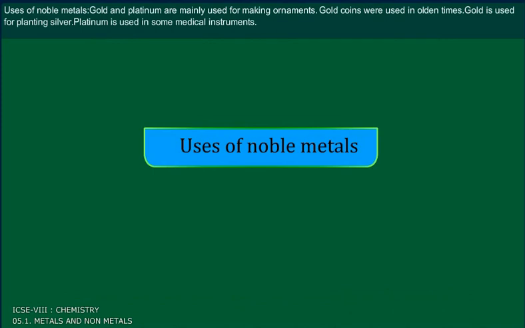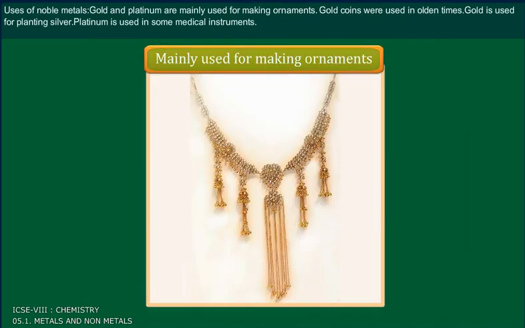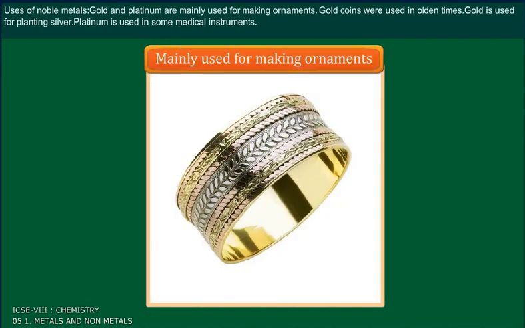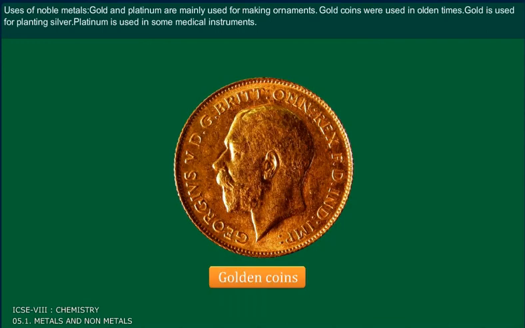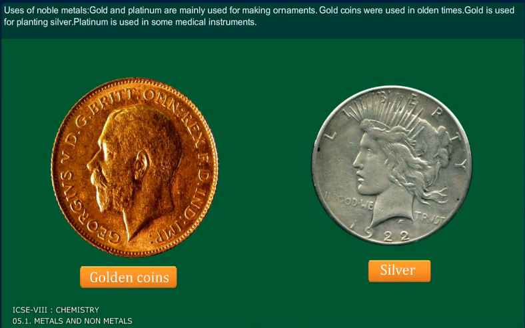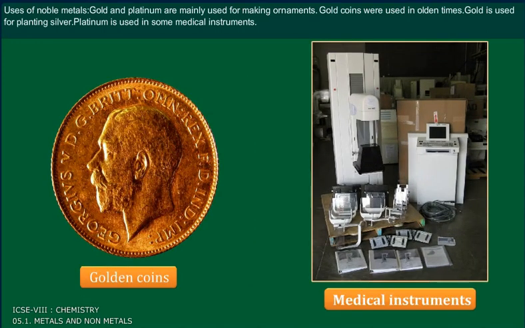Uses of noble metals. 1. Gold and platinum are mainly used for making ornaments. 2. Gold coins were used in olden times. 3. Gold is used for plating silver. 4. Platinum is used in some medical instruments.